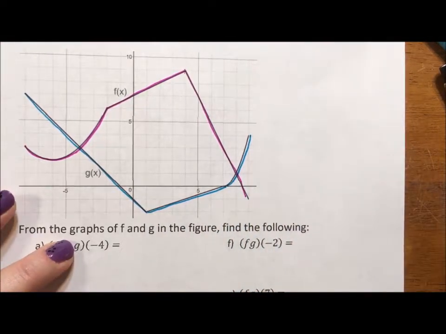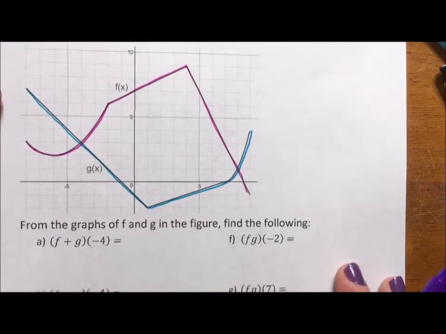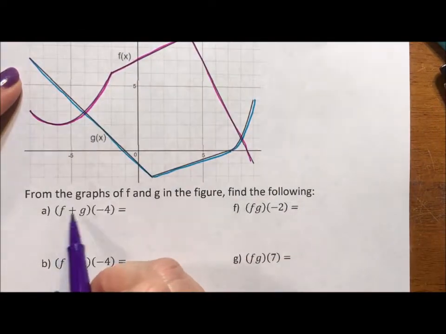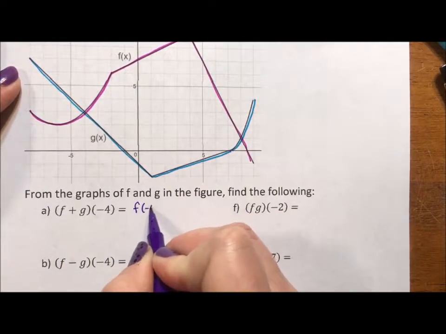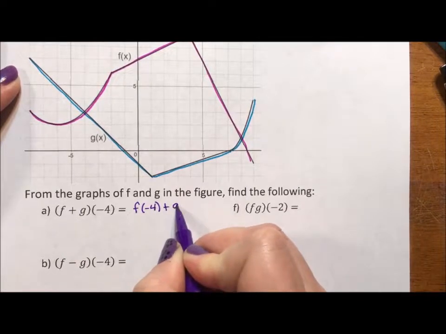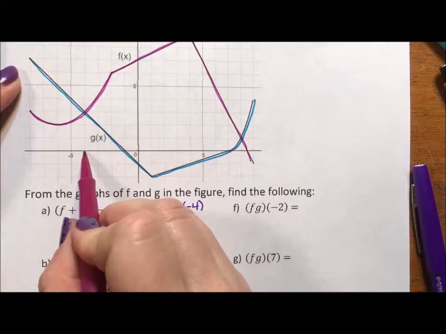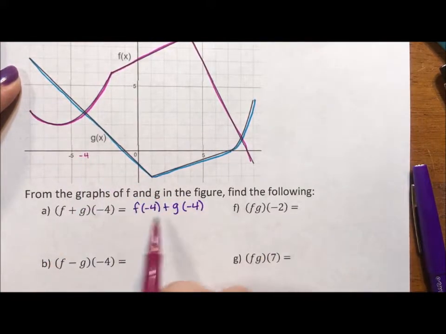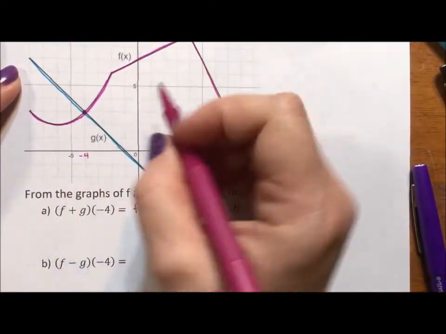Okay, so what we're being asked to do on each step of this problem, it says from the graphs, figure out the following. So we start with f plus g of negative 4. So what I'm looking for is f of negative 4 plus g of negative 4. What f of negative 4 is saying is, when the input is negative 4, that's right here, what is the output for f? So we come and we see the output for f is 3.